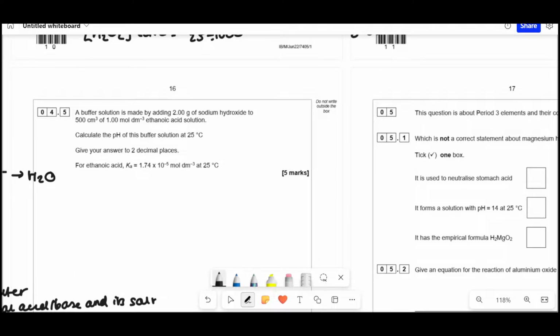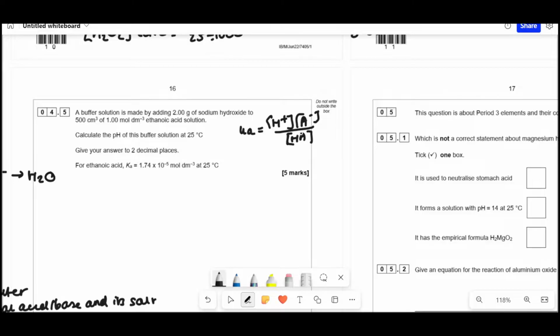Okay, so a buffer solution is made by adding 2 grams of sodium hydroxide to 500 centimeters cubed of 1 molar ethanoic acid solution. Calculate the pH of this buffer. So again, with all of these, rule number 1 is figure out what you want to find. So you need to find H plus. We're using a weak acid, and now there's going to be a salt in it. So that must mean we've got to use the Ka, HA minus whatever, right? So let's scribble that one down. So Ka equals H plus A minus over HA.